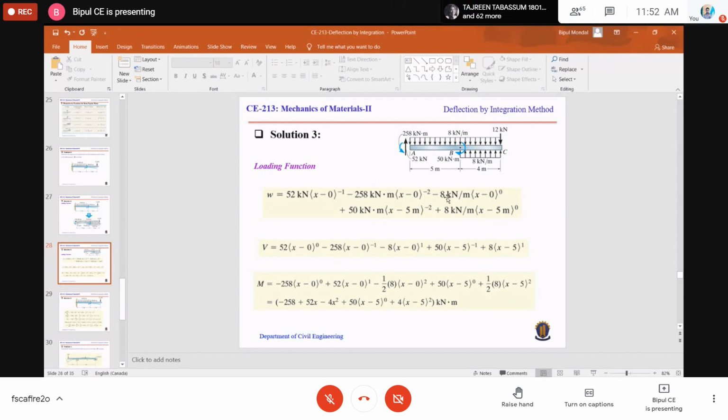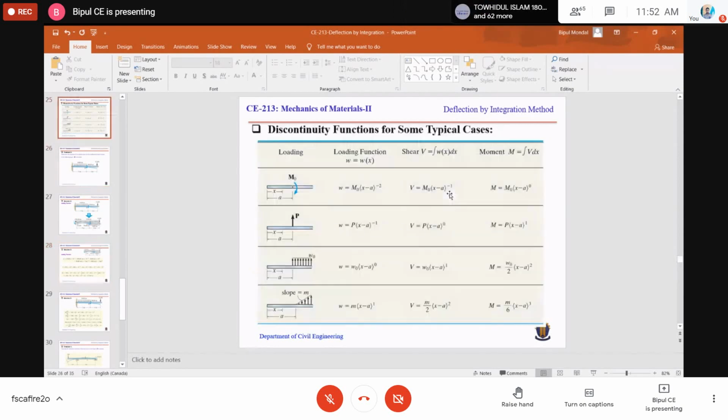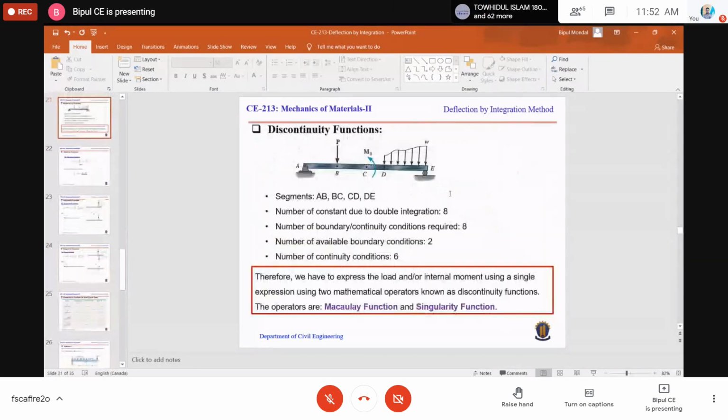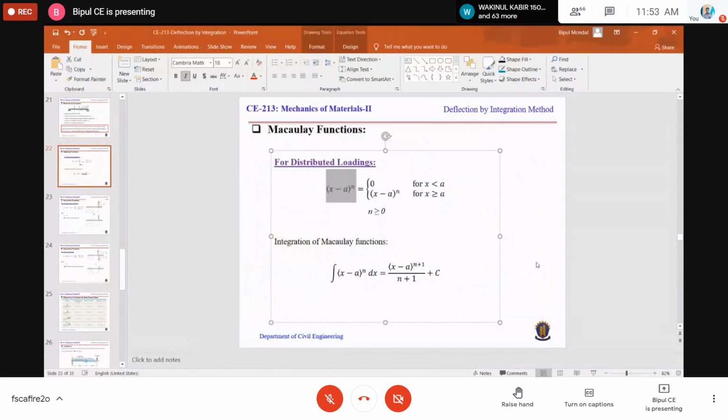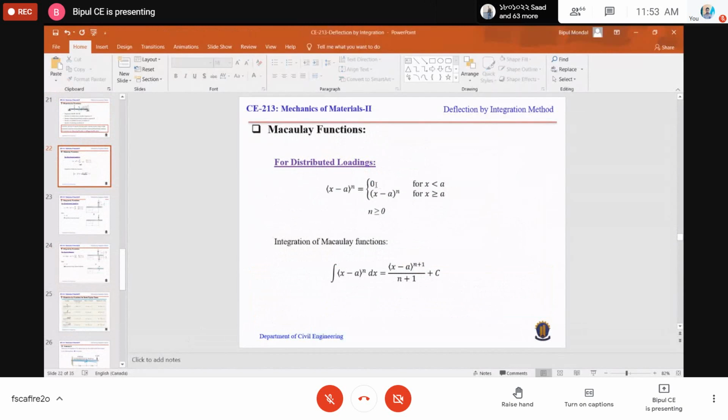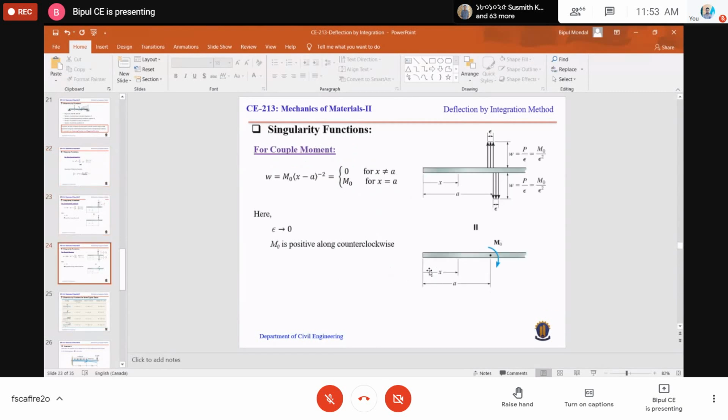That one will be what? For distributed load, what was the equation? The equation is this one: x minus a to the power n. That means n will be either 0 or n.